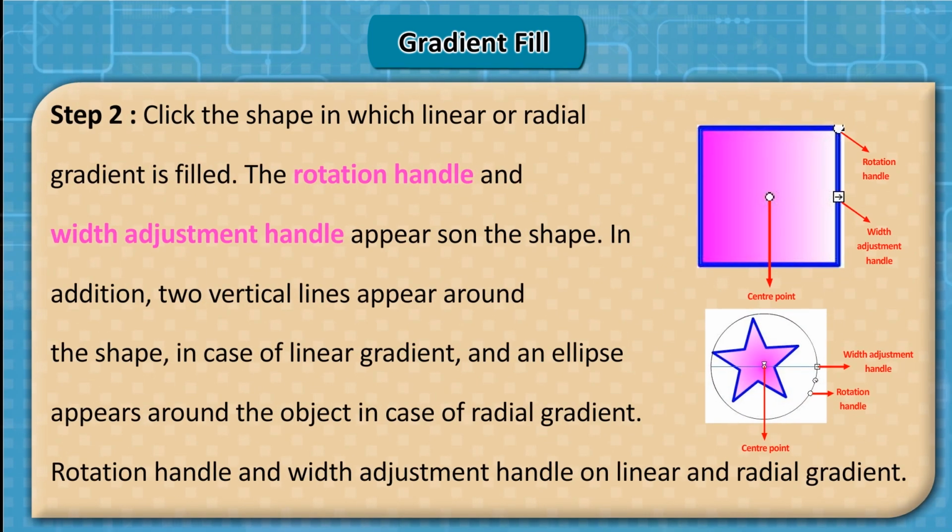Step 2. Click the shape in which linear or radial gradient is filled. The rotation handle and width adjustment handle appear on the shape. In addition, two vertical lines appear around the shape in case of linear gradient, and an ellipse appears around the object in case of radial gradient. Rotation handle and width adjustment handle on linear and radial gradient.